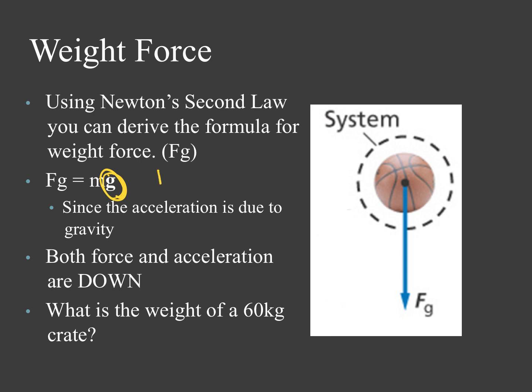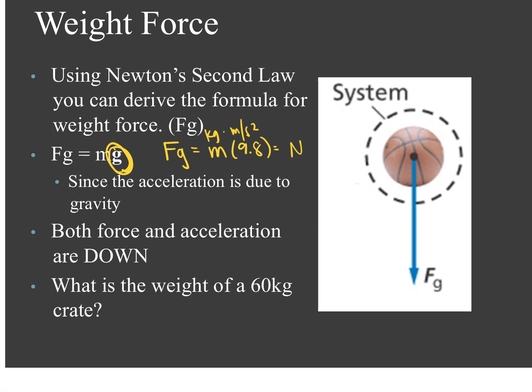So Fg is weight, or we can call it the gravitational force, but we're going to take mass times 9.8 as long as we're on the Earth surface. Once we do this math, we would be measuring that value in newtons, right? Because this is kilograms and this is meters per second squared, which we said gets us to our unit to be in newtons.